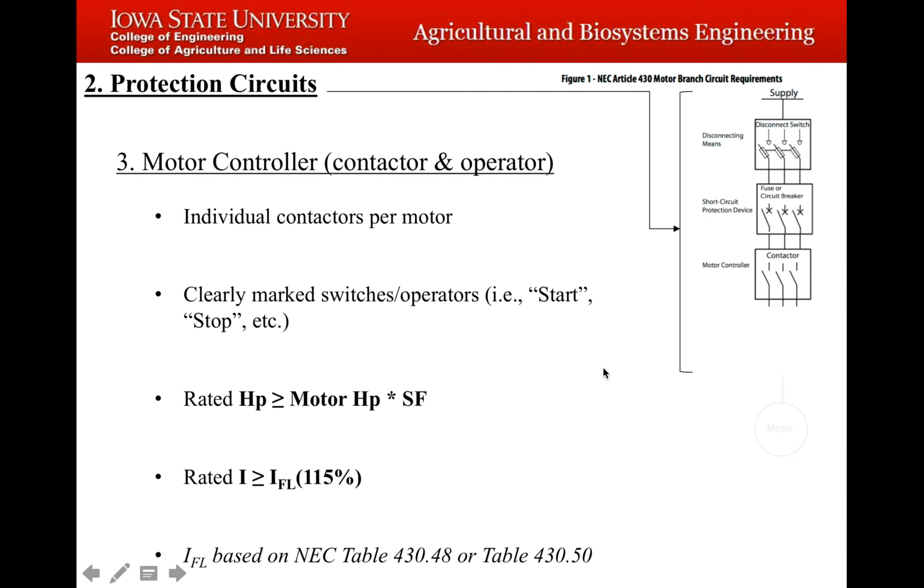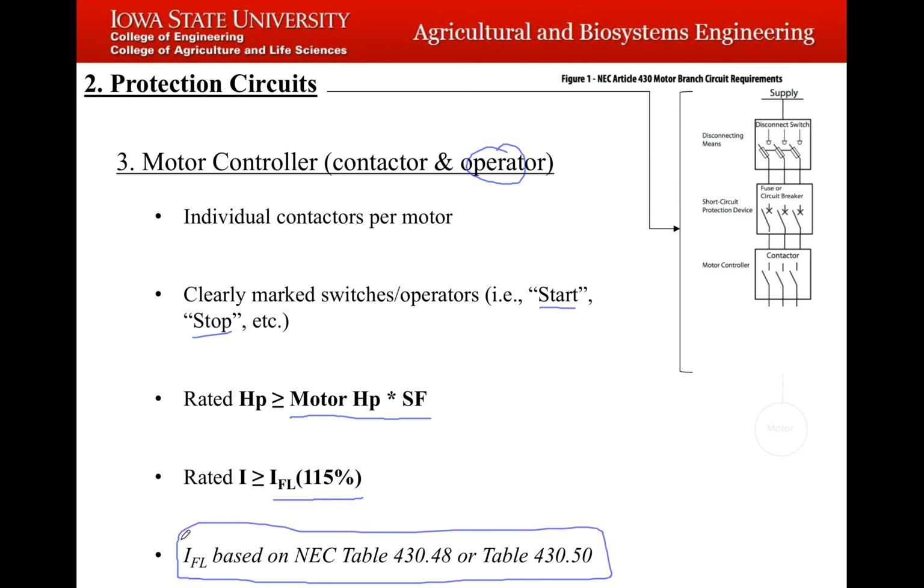So we look at motor controllers. This is the thing that turns the motor on and off. The term operator is a fancy word for switch. These have to be individual per motor, so we have an individual contactor per motor, with clearly marked switches or operators that say start, stop, forward, reverse, etc. The horsepower rating must be the motor horsepower times the service factor. The current rating has to be 115% of the full load current. And like before, full load current is based on the tables at the end of this slide presentation.